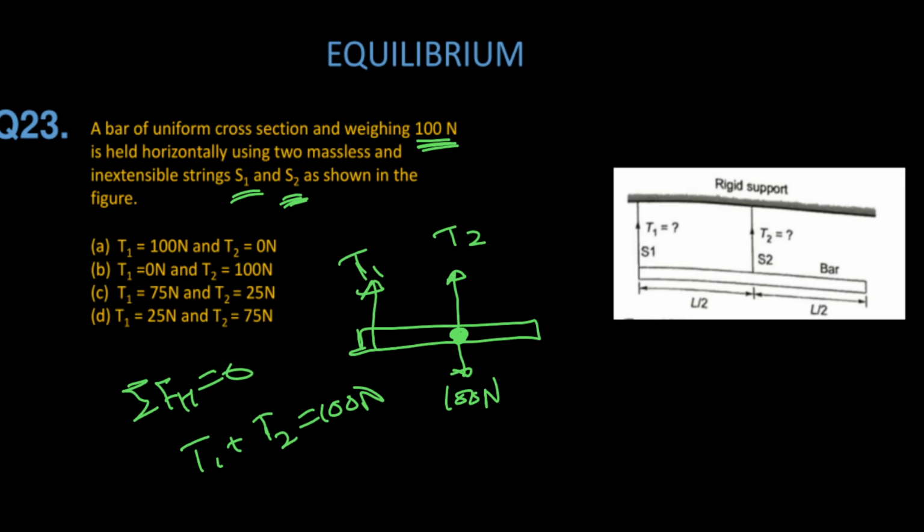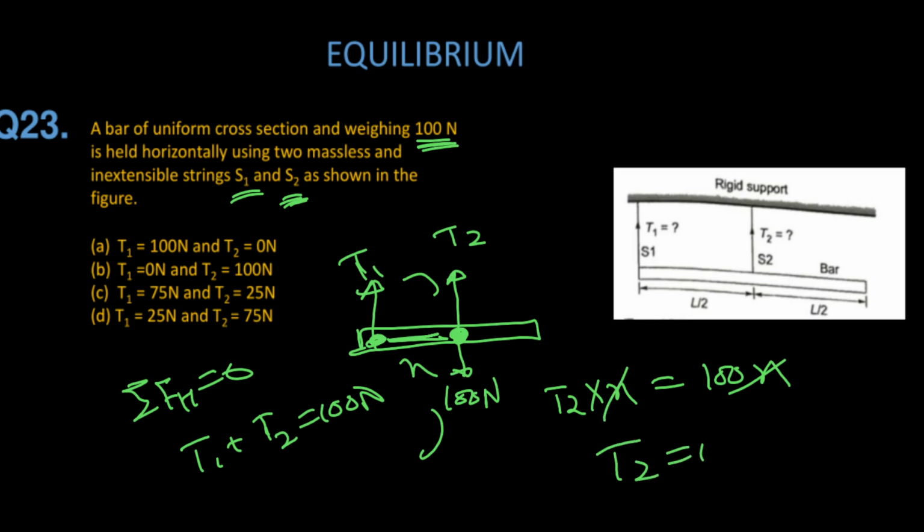If you take moment about this point, you will get 0 moment, because this is the same distance for both the forces. So T2 into x, suppose this is x, downward is counterclockwise, this is clockwise, is equal to 100 into x. So T2 is equal to 100 Newton, tensile, because it is in the upward direction. From this point, tension is always towards the other end. Here T1 will be how much? Since T2 is 100, T1 will be 0. So T1 is equal to 0, T2 is equal to 100. This is the answer.